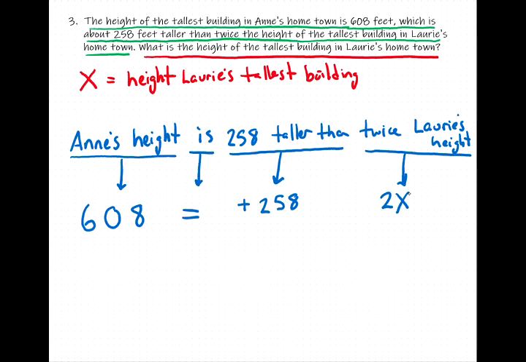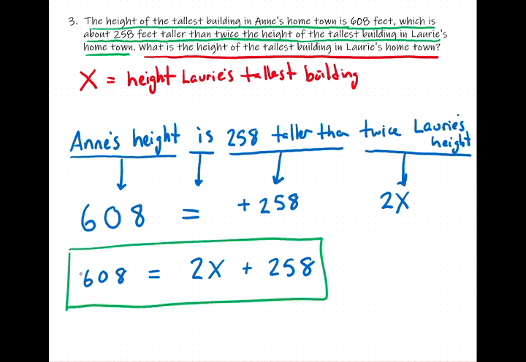Okay, and now we need to maybe rearrange the order. Just because information comes in a certain order in English doesn't mean it's going to come in the same order when we translate to mathematical notation. So we could say 608 equals, well, let's put the plus. If we're adding 258, we need to add it to something. So we could put the 2x first and add the 258. So we have the height of Anne's building, the 608, is 258 more than, plus 258, twice the height of the tallest building in Laurie's hometown. That's the 2x. Okay, so here we have our equation.